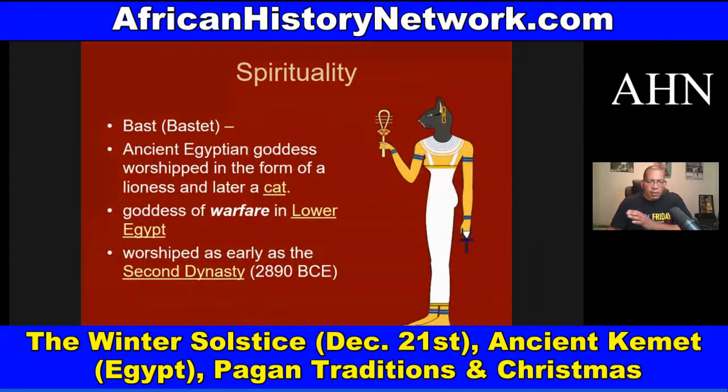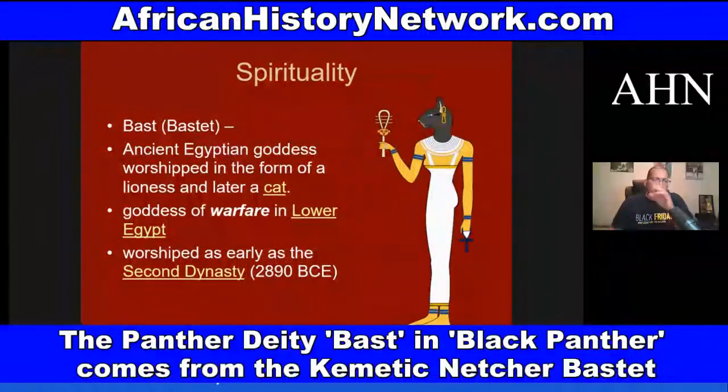So we deal with all this, and we deal with the film Black Panther. We know that the Neter Bastet, who we see in the film Black Panther, comes from Bastet, an ancient Kemetic deity who was worshipped in the form of a lioness, and later a cat. She was a deity or Neter of warfare in Lower Egypt, Lower Kemet, worshipped as early as the 2nd dynasty, around 2890 BCE.